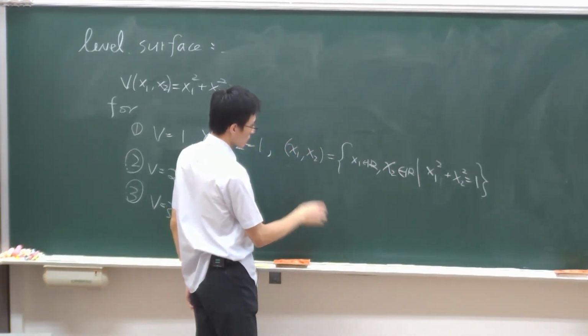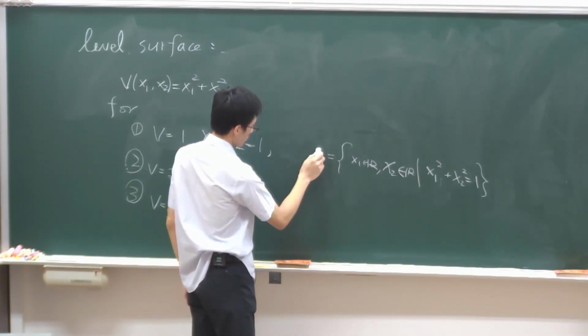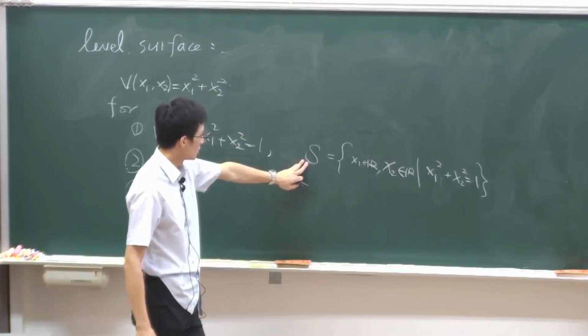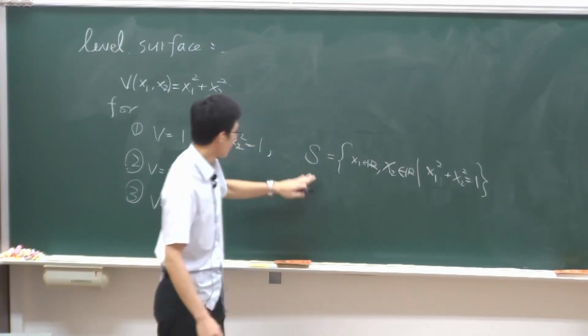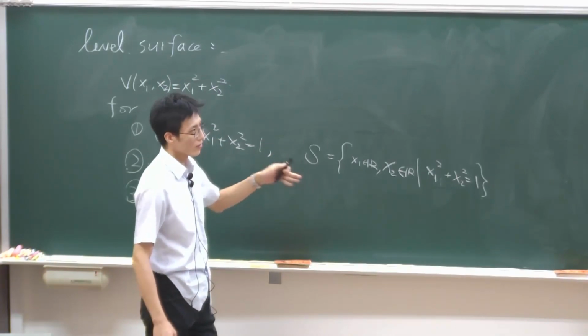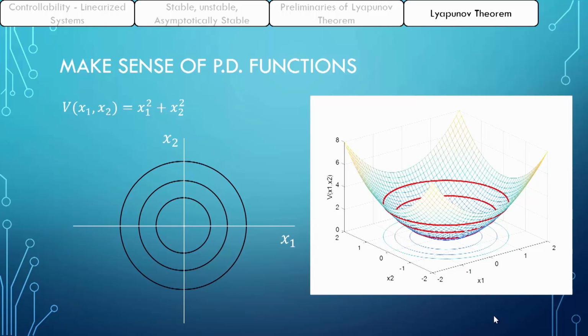So this set is defined as any real numbers x1, x2 satisfying this condition. Then I call it a level set. Okay, level set. In this case, the level set is this circle with radius of 1. And here is another level set. So I call x1, x2, x3.